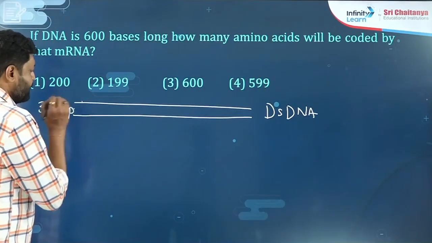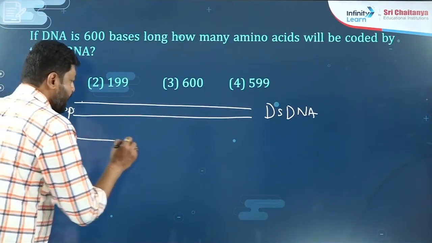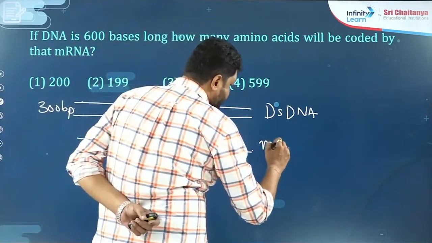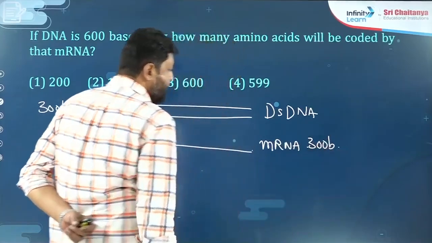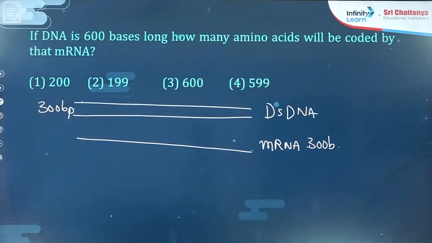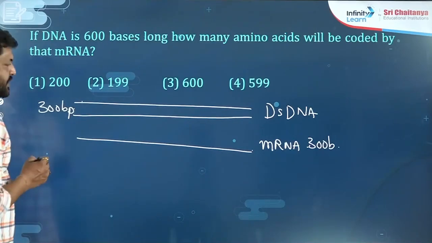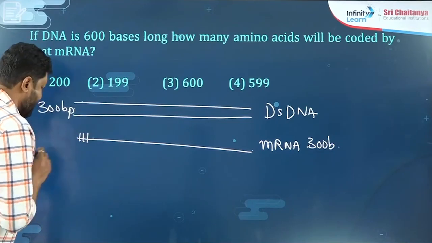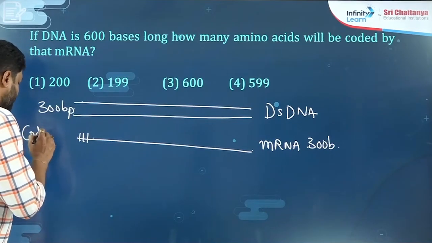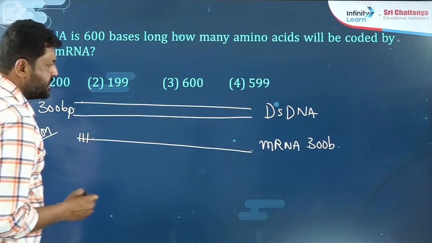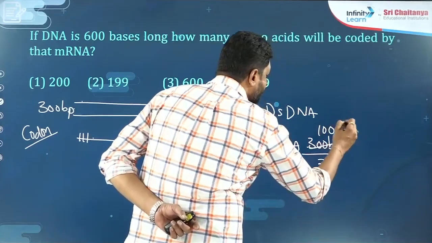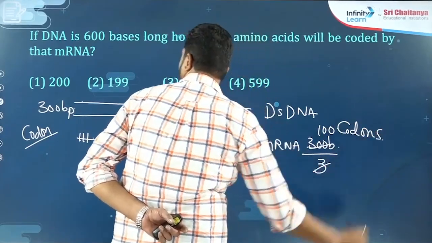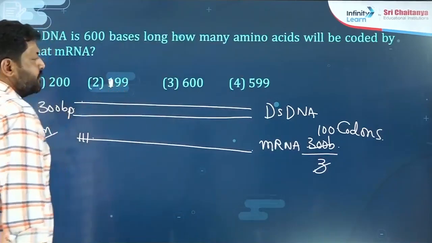Have a look. One of the DNA strands is synthesized into mRNA. So the mRNA will have 300 bases. Imagine there is no splicing, no introns or exons, directly 300 bases. 3 bases on mRNA make 1 codon. So 1 codon is 3 bases. 300 bases divided by 3 is equal to 100 codons. Was it clear?